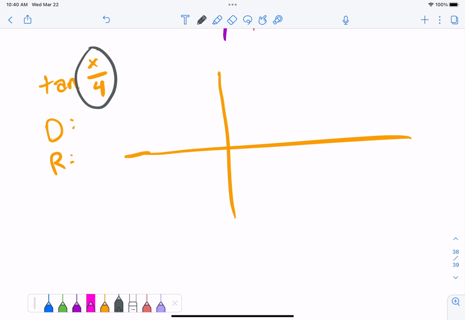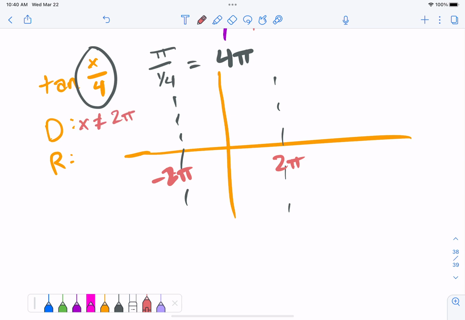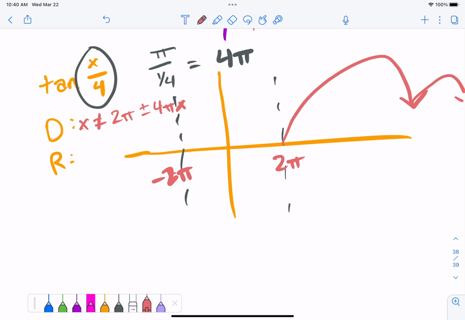Your b value is 1/4, right? So you have pi divided by 1/4, or the period now, if you flip them to the top, is 4 pi. So tangent is now 4 pi wide, and my vertical asymptotes are on either side. So where will each one be at? 2 pi and negative 2 pi. So x will not be located at 2 pi. And then when will the next asymptote be later? Plus or minus 4 pi x, right? Because that's what my period is. Does that make sense? Every 4 pi later, he will have a vertical asymptote. And range is all reals.